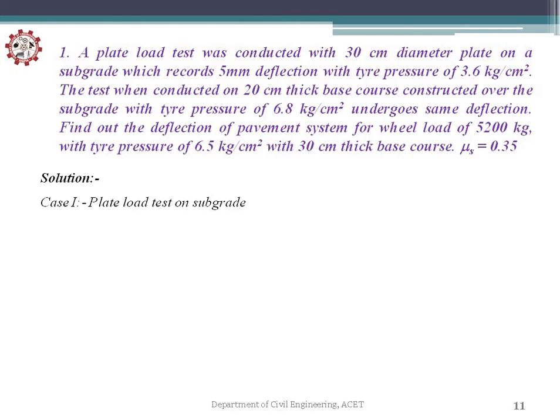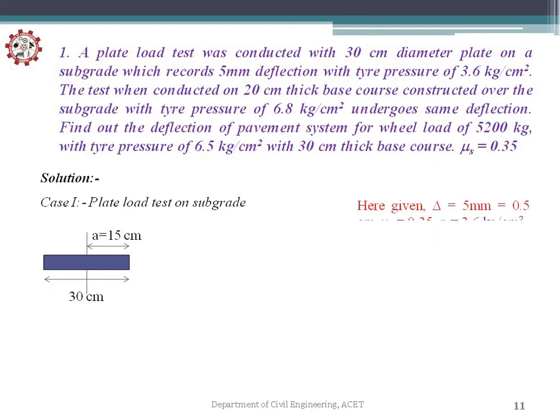So condition number 1, 5 mm deflection is given, 30 cm plate is there, and tire pressure is given to you as 3.6 kg per centimeter square. So this is your plate, and this is your 30 cm diameter having radius a equals 15 cm. So here delta is given, that is deflection 5 mm, so that is 0.5 centimeter, mu s 0.35, and tire pressure for the first condition is 3.6 kg per centimeter square.